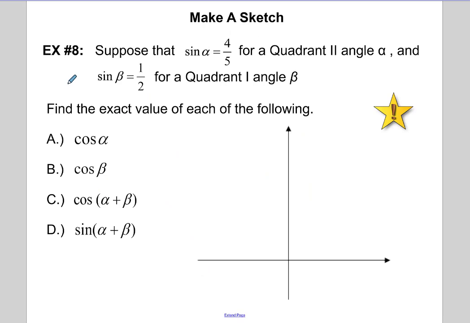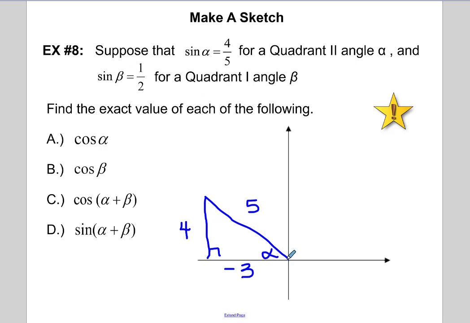Now, example 8, we're going to be given some information, and we're going to have to resolve those triangles. So sine of alpha is 4/5, and we're in quadrant 2. So we've got a triangle over here in quadrant 2. This is our alpha angle, and sine is opposite over hypotenuse, which makes this a 3, 4, 5 triangle. So we would go negative on x, positive on y.